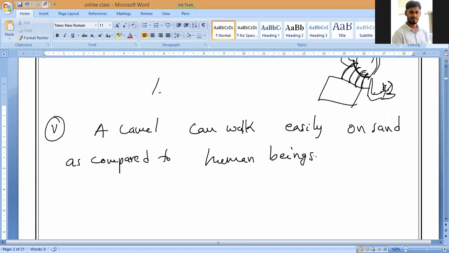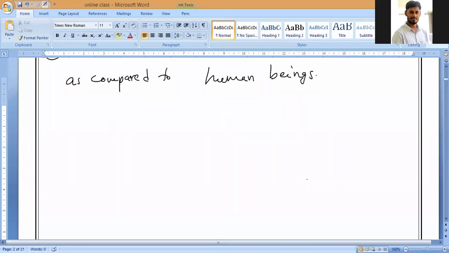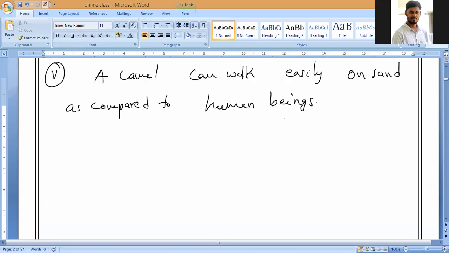So the pressure exerted by a camel on the sand is small or more compared to us? Small, sir. So the pressure exerted by a camel on the sand is less than that of human beings, so the camel can walk more easily than humans on the sand. That is the fifth application. Any doubt? No, sir.